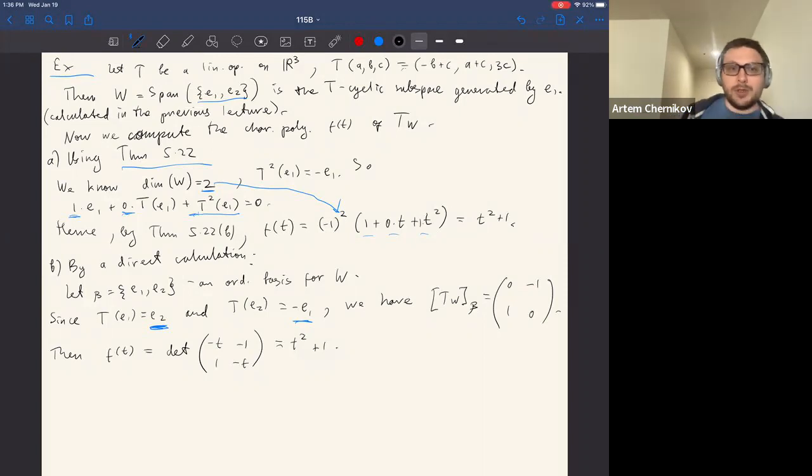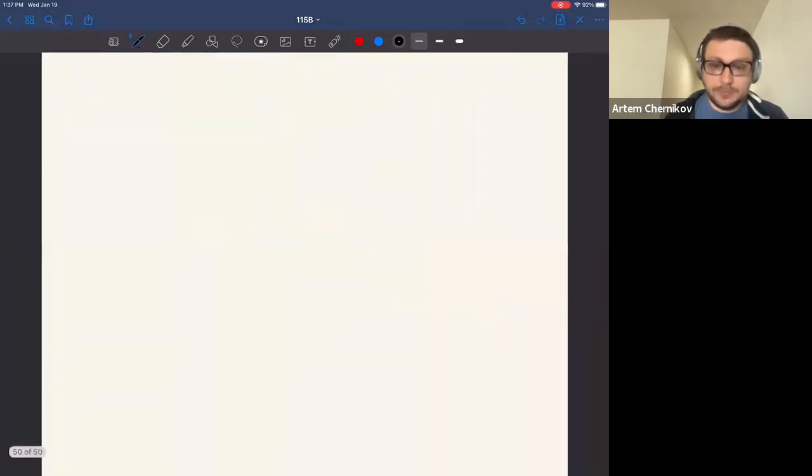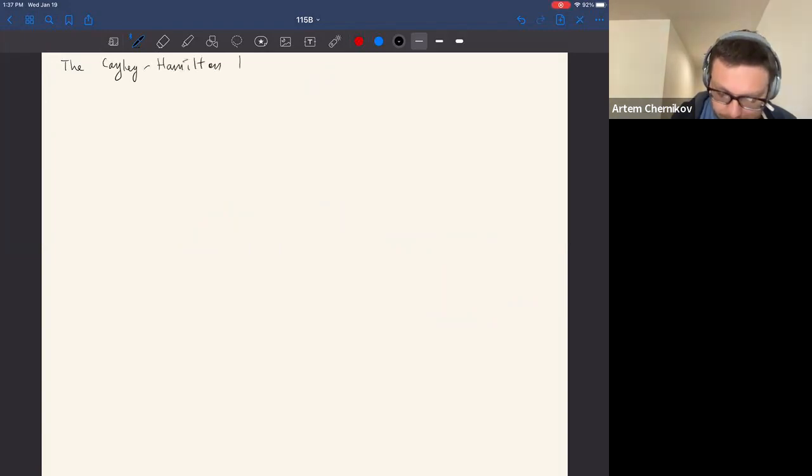Okay, if not, we now proceed to the next important result about characteristic polynomials. This is the Cayley-Hamilton theorem. Cayley and Hamilton are two different people, two mathematicians. The Cayley-Hamilton theorem is going to give us some information about the characteristic polynomial of a linear transformation.